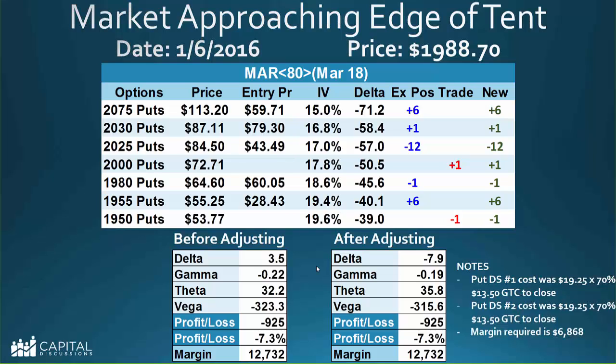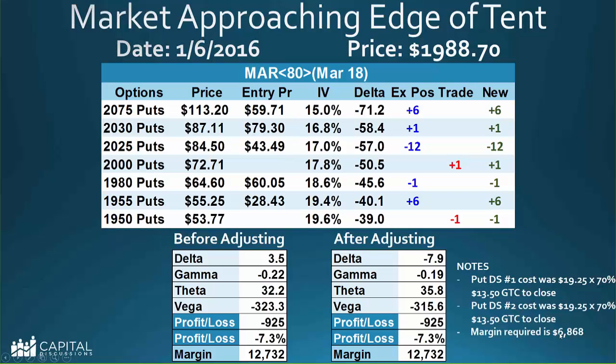So we're going to add one more put debit spread because again, we're near the bottom edge of the tent and the market's just falling, so we're going to try and defend it one more time. So we have our debit spread number one. The first one we put on is here, and there's our GTC order to close. The number two one was also 1925, and we're going to also put in an order to close that.